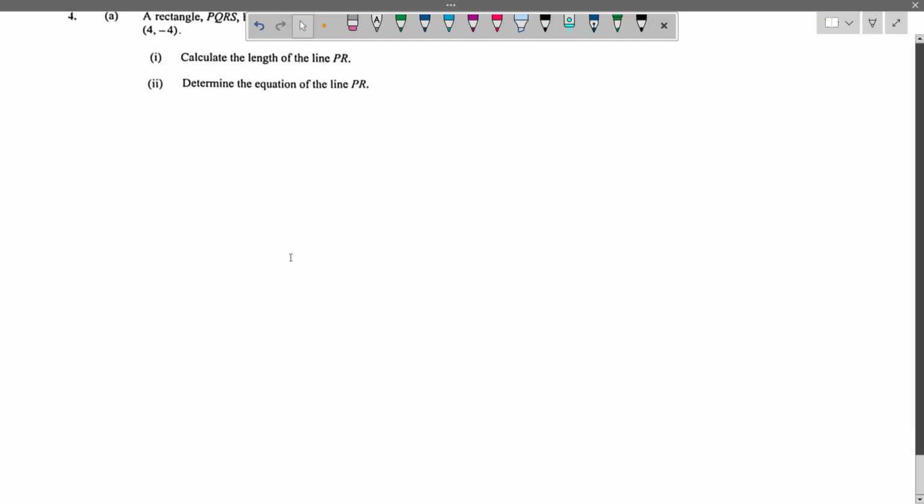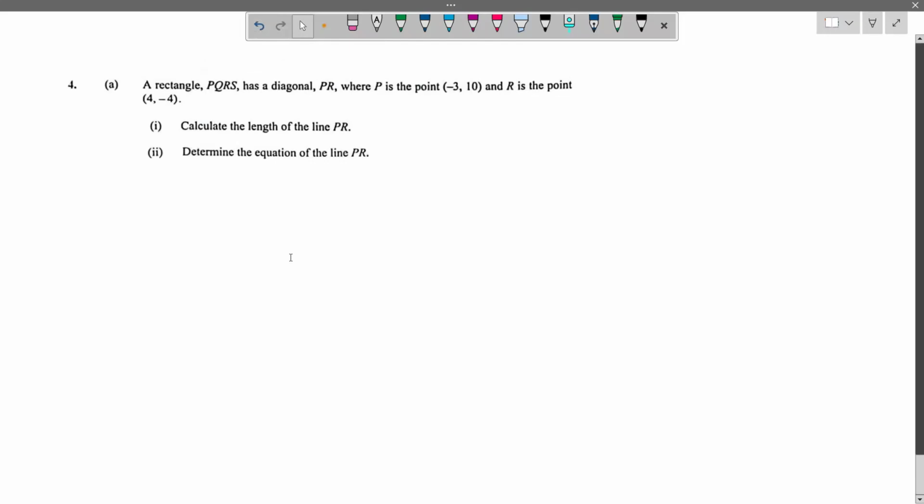All right, so we have another coordinate geometry question here. A rectangle PQRS has a diagonal, right? Where the point P is the point (-3, 10) and the point R is the point (4, -4).